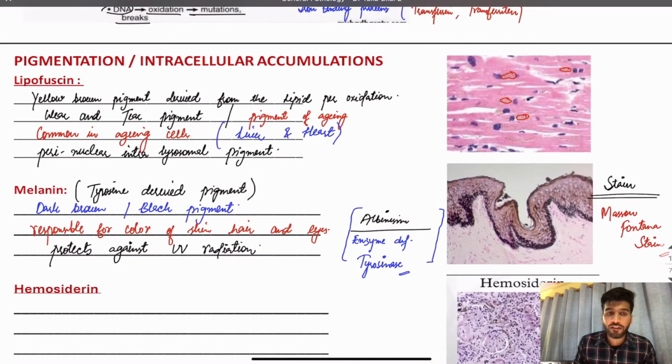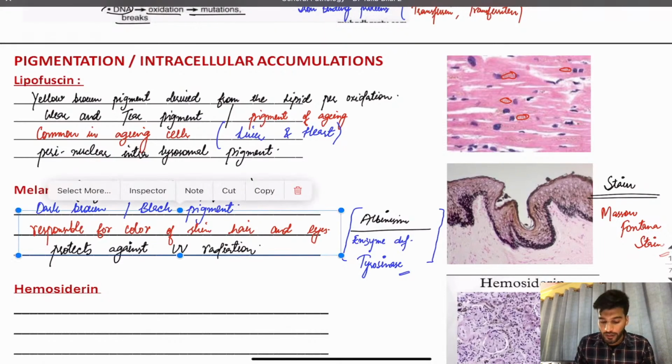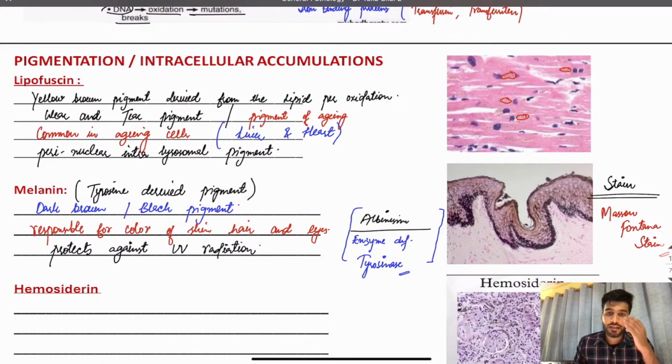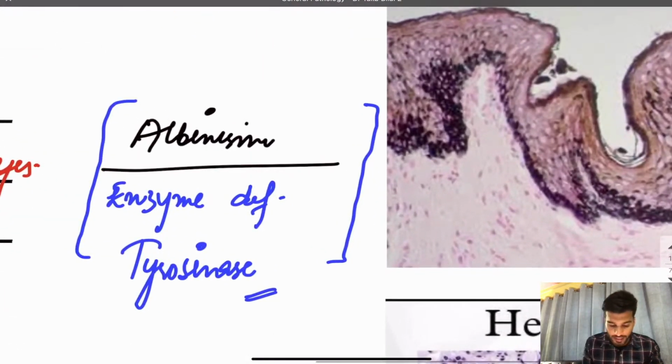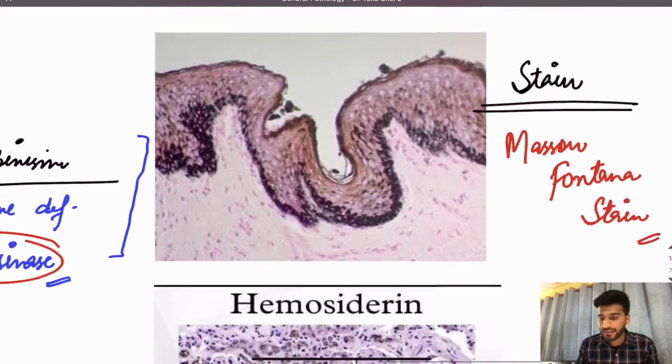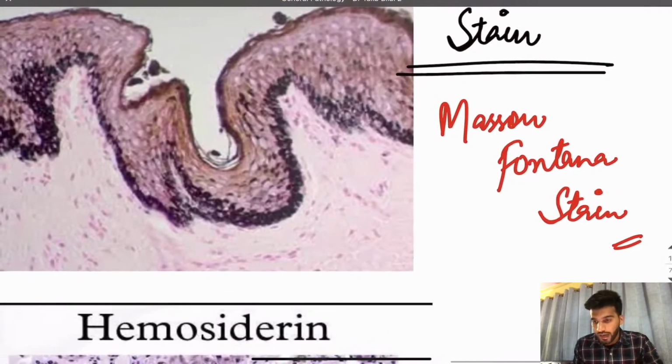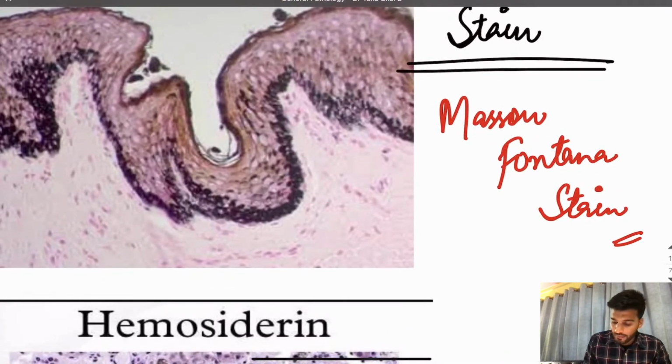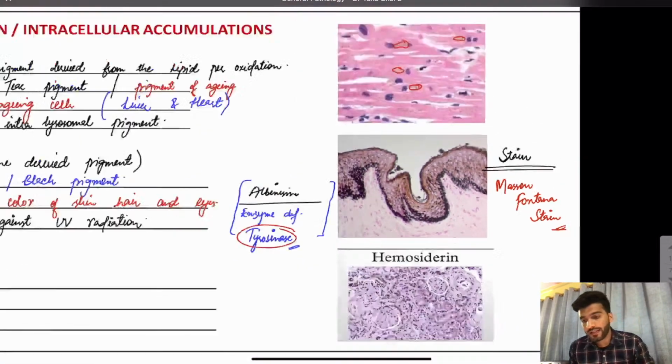It's a tyrosine derived pigment. It's responsible for colors of the skin, hair and eyes. If there is absent melanin, guys, the condition is called albinism. Oculocutaneous disorder. The enzyme deficient is tyrosinase. Okay, and the stain that we use is Masson-Fontana stain.